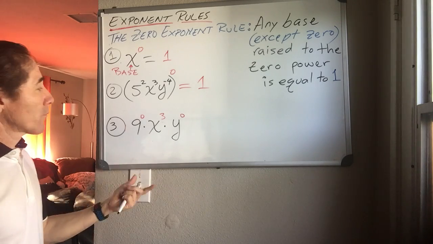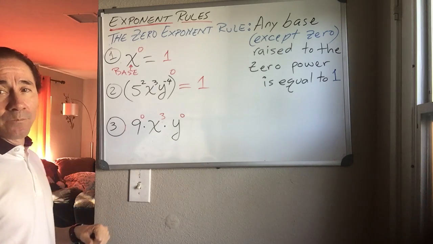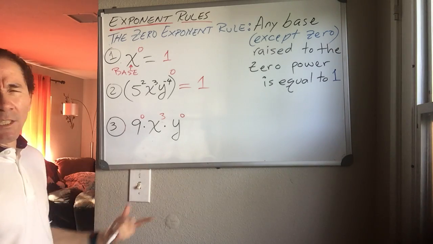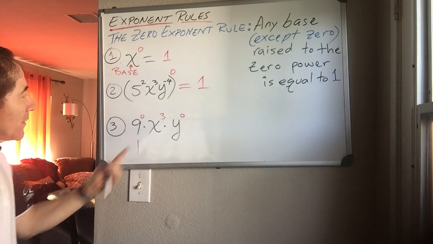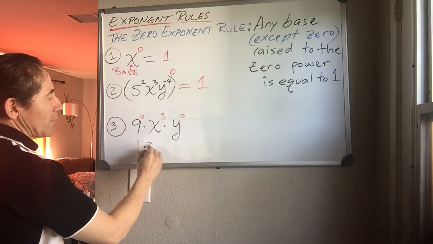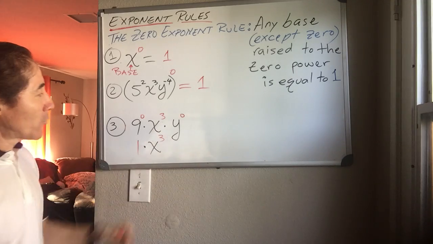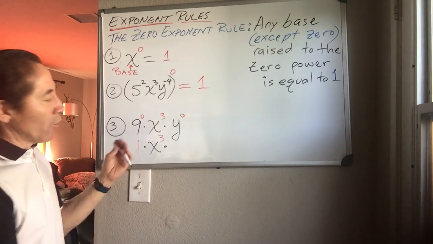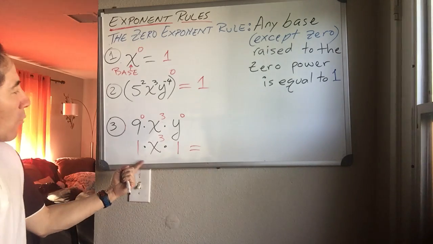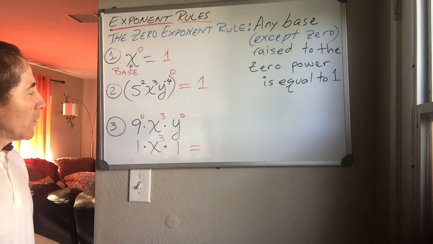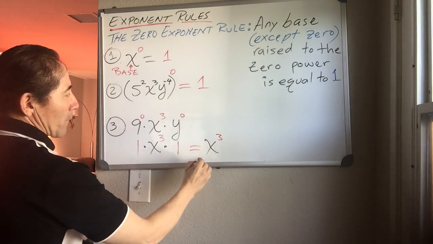Third example. Notice there are no parentheses in this expression, and therefore, we're going to treat every term individually. 9 to the 0 power, well, we know that is 1. X to the third power, all right, we just need to rewrite the expression. Y to the 0 power, well, we know that is 1. Now, let's see. We have 1 times x to the third power times 1. Well, that will give us x to the third power.